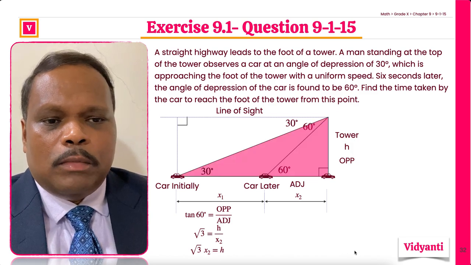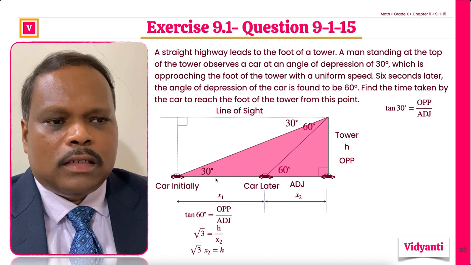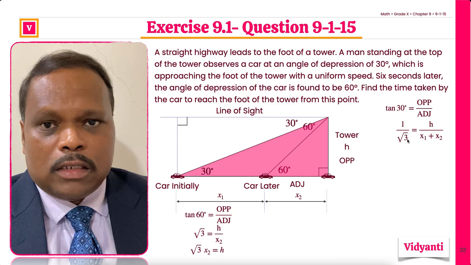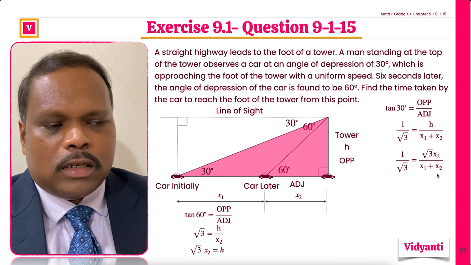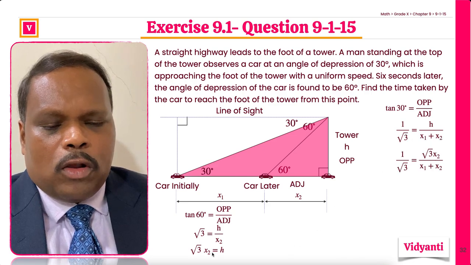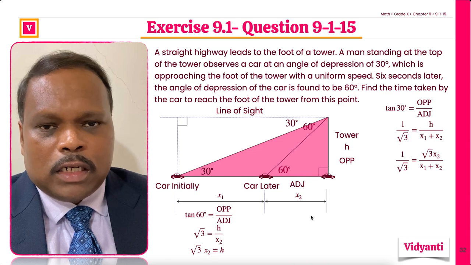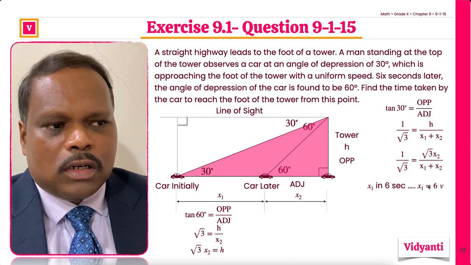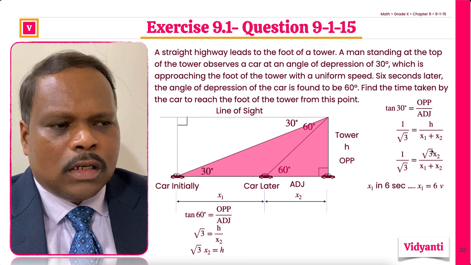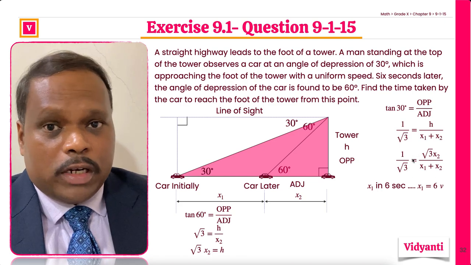Now we'll consider the bigger triangle. For the bigger triangle, this is opposite over adjacent, 1 over root 3. Tan 30 is 1 over root 3, and we'll use the second equation. We have already found the relation between h and x2 that we will use, and still there are two unknowns, so people get stuck right here.